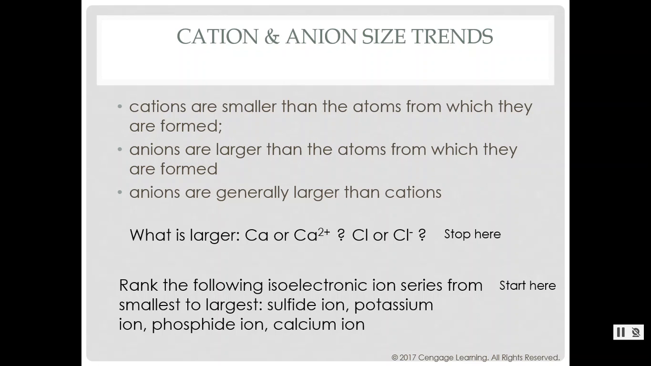So in the previous video, we talked about how to compare sizes of cations and anions with respect to their parent neutral atom. We can also say something about ions that are in the same isoelectronic series, which is what we're going to do in this next problem. But first, before we answer this question about which ion in that list of sulfide ion, potassium, phosphide, and calcium ions is the smallest to largest, we need to define what exactly isoelectronic means.